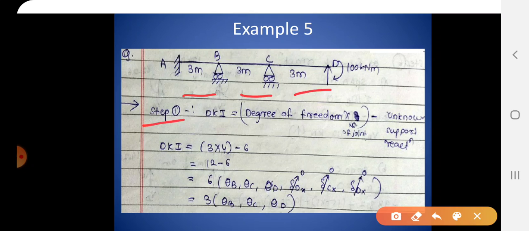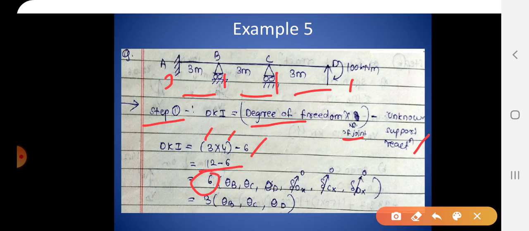The equation is degrees of freedom into number of joints minus total unknown support reactions. So degrees of freedom for beam 3, into number of joints A, B, C, D, 4, and minus total unknown support reactions 6, that is 3, 1, 1 and 1. Therefore DKI is 12 minus 6, and it is now 6. Total DKI is 6, and it is nothing but the unknown displacements in the structure.